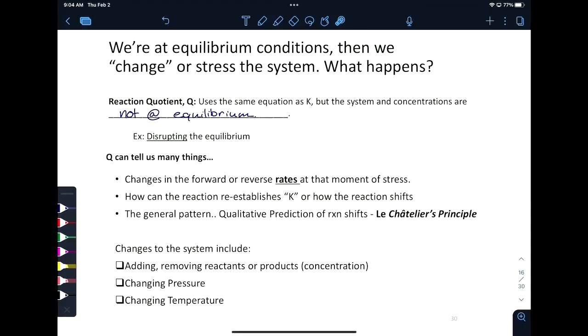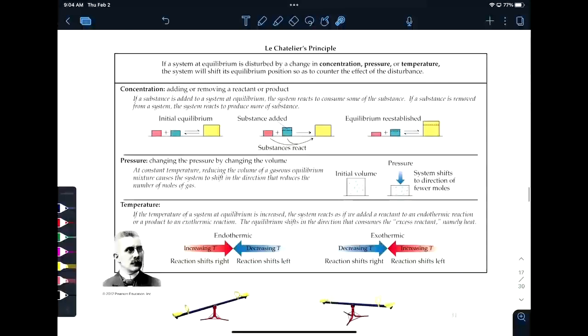All right, there's a lab that you're going to do in lab, I think it's called LCP, Le Chatelier's principle, where you'll shift chemical equilibria and see how the reaction responds to these changes. So when I talk about changes to the system, it can include adding or removing reactants, so changing concentration of species. We can also change pressure, and we can also change temperature of a reaction. So here are the three different ones: concentration, pressure, temperature.